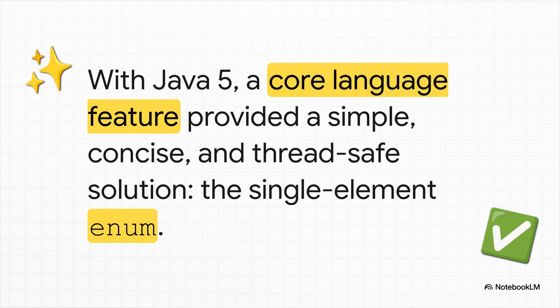And guess where it came from? Not from a more complex pattern, but from a core feature of the language itself. In Java, it turned out you could use a simple single-element enum to create a perfectly thread-safe, guaranteed single instance in just one line of code. The language grew up, and the complex pattern just melted away.